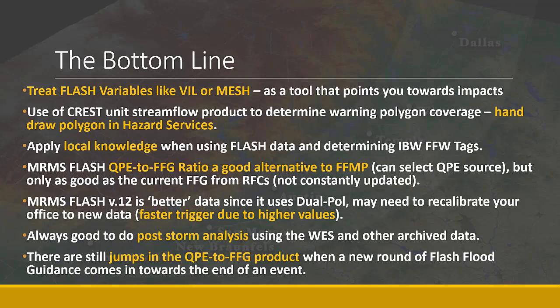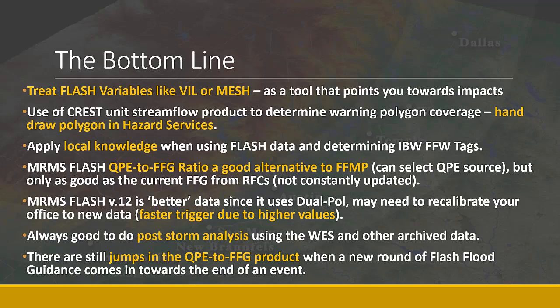Something when it comes to determining your polygon coverage, I mean, you can use things like the flash flood guidance ratio or the ARIs. Really, that crest stream flow helps a lot because it also starts taking into account the rivers that the water is flowing into, so you can start drawing those polygons downriver to take into account those impacts as well. So I've been hand drawing those in the new Hazard Services. Definitely always apply your local knowledge.